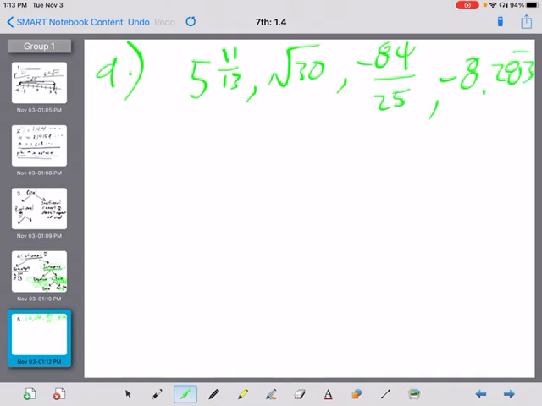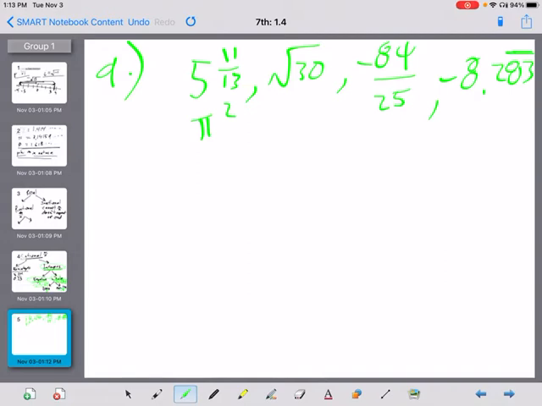But remember, only the 8 and the 3 have that. So the 2 does not have a vinculum over it. So the 8 and the 3 is what's repeating. And then the last number is pi squared. So it says, use a calculator, represent each number in decimal form with 3 decimal places.